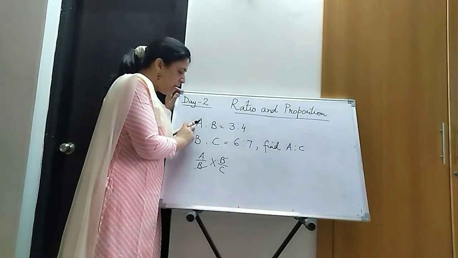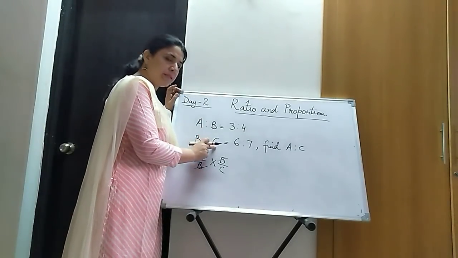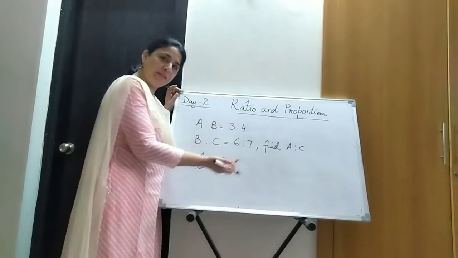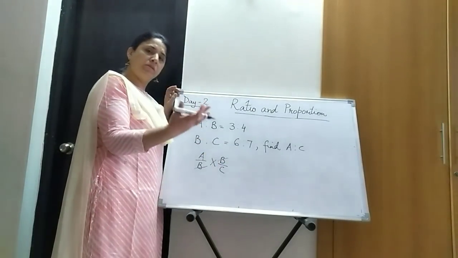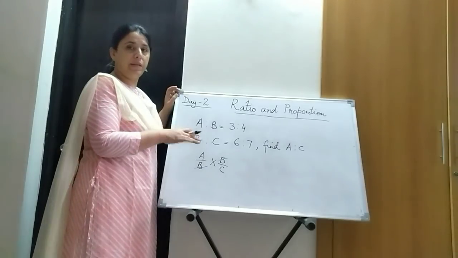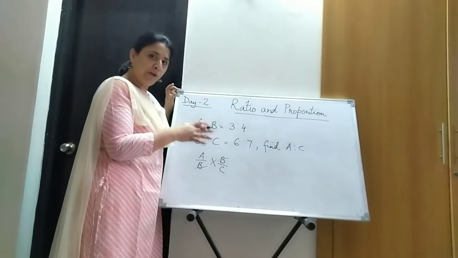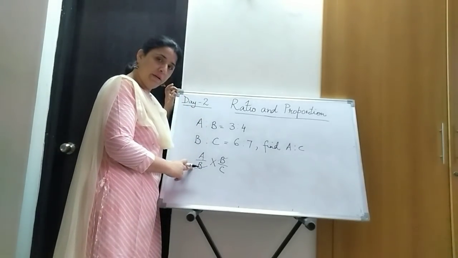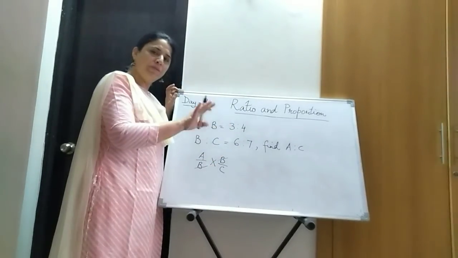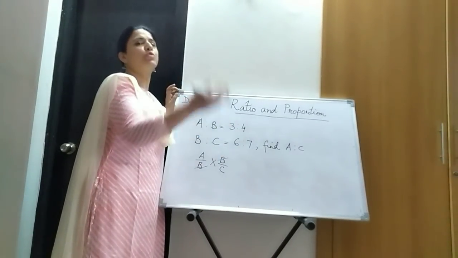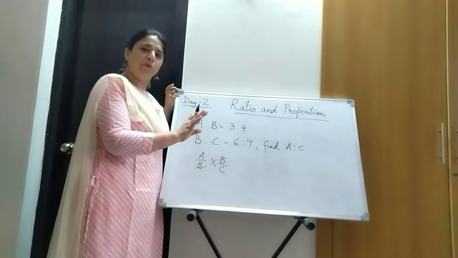So if this is given for A is to B, and they are asking you A is to C, then it is A upon B into B upon C. Now suppose they ask C is to A, then what will you do? A upon B into B upon C, B will cancel. You can find A is to C, and then C is to A will be the reciprocal of that.